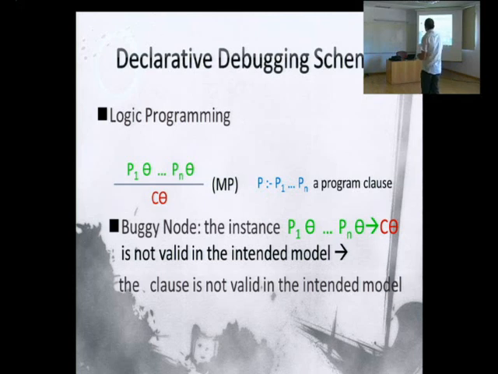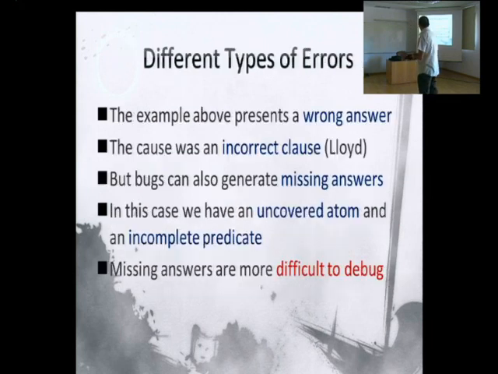So a buggy node in this case means this is red, these are green, this is not valid. This means that we have this instance where all of these are valid, but this is not. This means that this formula is not valid in the intended model, and therefore the clause is not valid in the intended model because it has an instance which is not valid. So in this very simple way we are proving that these proof trees are valid for debugging logic programs. Only in this instance. When the languages get more complicated, the calculus will be more complicated. Things also become a little bit more difficult. We will see this when talking about functional logic languages.